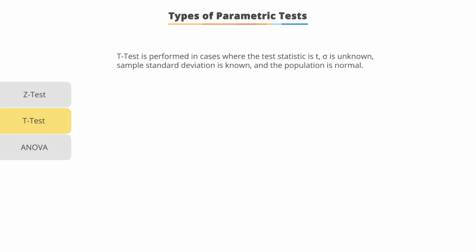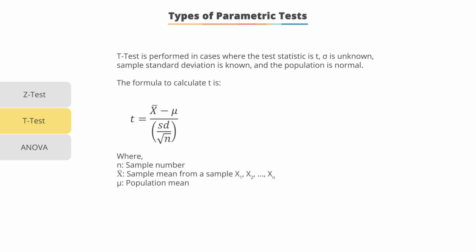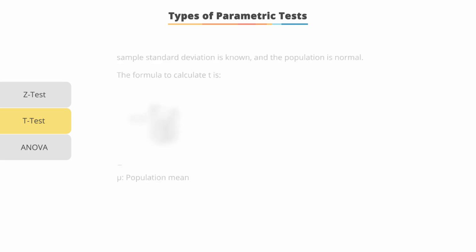So a t-test will be performed when the population standard deviation is unknown, the sample standard deviation is known, and the population is normal or normally distributed. So to calculate t, it looks very similar to z. We have t equals the mean of the sample minus the population mean divided by the standard deviation of the sample over the square root of the sample number.